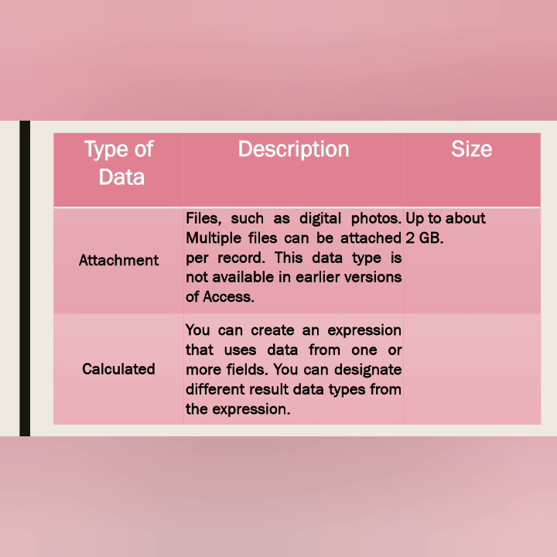Next is calculated. With the help of this, you can create an expression that uses data from one or more fields. You can designate different result data types from the expression. That is, this data type is used when a user creates table fields that calculate values. The calculation can include values from fields in the same table as well as from built-in Access functions. This data type is mostly used in cases of queries, forms, and tables.